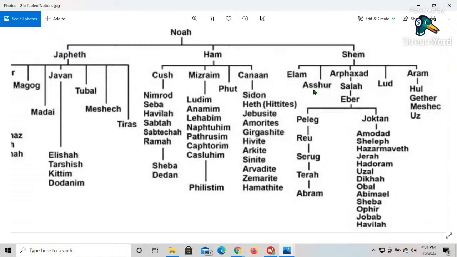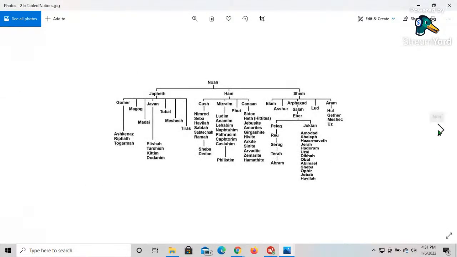Asshur, of course, is G. Elam is H. Lud would be the F2. Aram is just the F, because there's two lines of F. They're totally separate from each other. So one of them is F2, the other one is F. And until somebody can get some more information, that's the way it stands for right now.